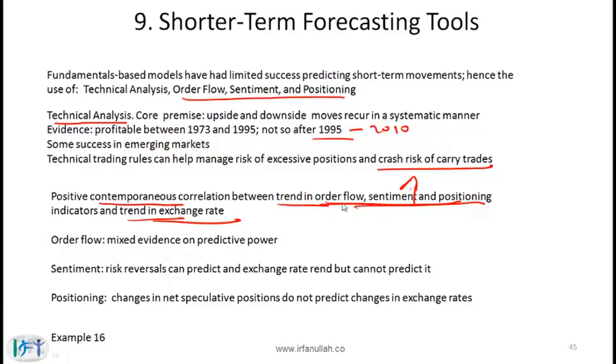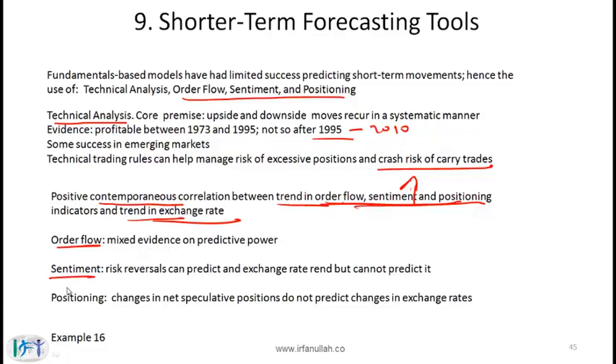So let's take each one of these items separately. And what I'm going to do is simply give you the core point from these segments in the curriculum. With order flow, the core point is that you can look at all the order flows you want, but from an investor perspective, you will see that there is mixed evidence on the predictive power. So just because you know order flow information, you cannot predict currency rates in the future.